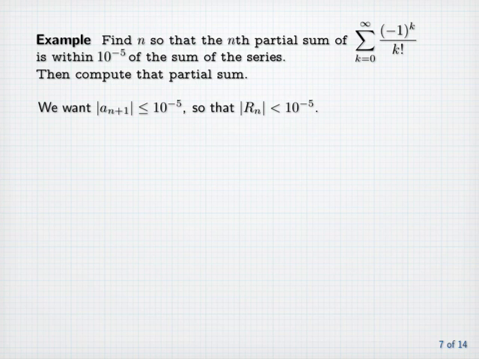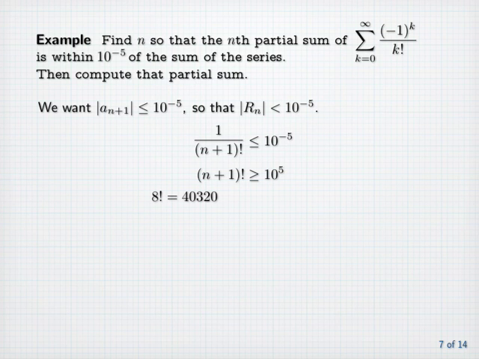The absolute value of the n plus first term is 1 over n plus 1 factorial, and so we want to solve the inequality 1 over n plus 1 factorial less than or equal to 10 to the minus 5. That's equivalent to n plus 1 factorial greater than or equal to 10 to the 5th. Now, computation shows that 8 factorial is 40,320 and 9 factorial is 362,880. So 9 factorial is the smallest factorial that's greater than or equal to 10 to the 5th. So we want n plus 1 equal to 9, which gives us n equal to 8.